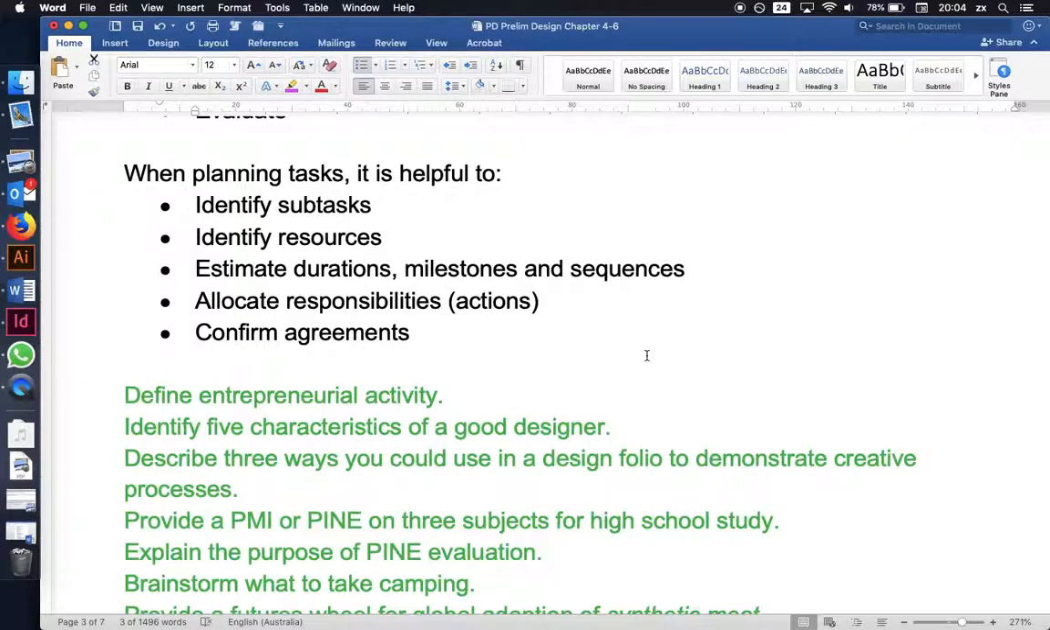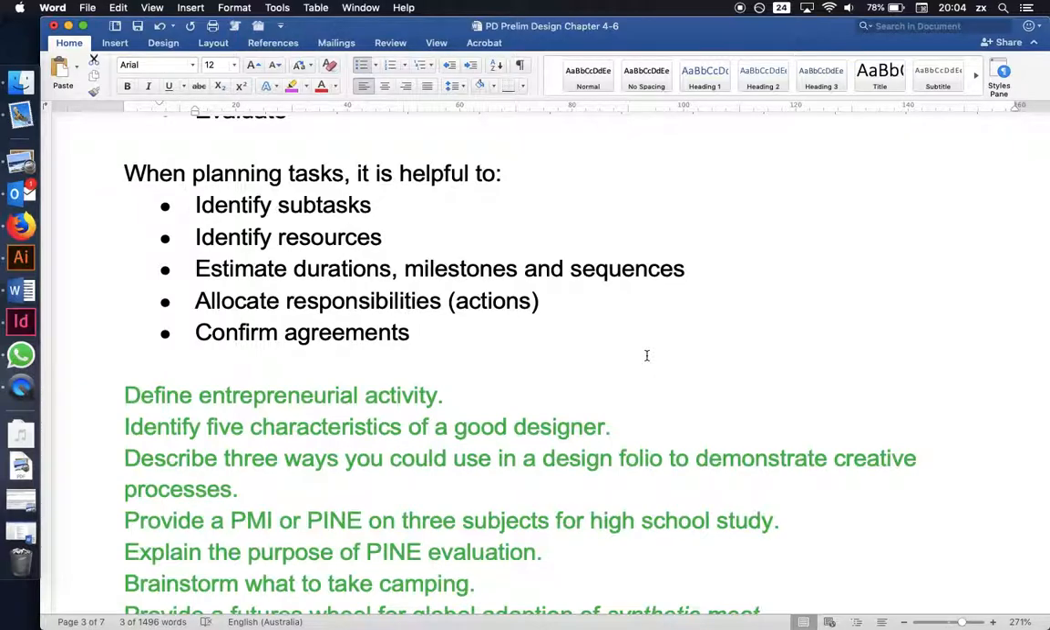We need to identify resources. I have a whole lesson on resources coming up, so I won't go into too much detail here, but I will just say that resources can include people, tools, materials, and things like information or services. More on that in future.